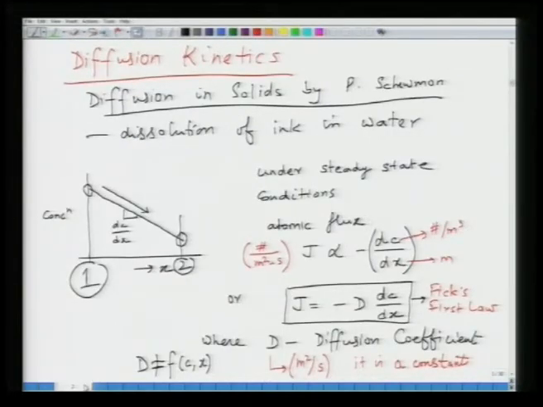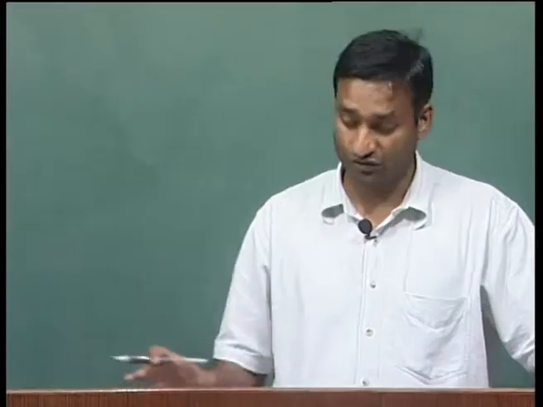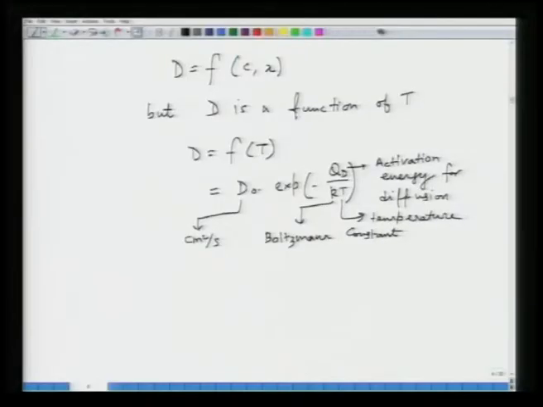We first looked at Fick's first law, which says that diffusion flux is proportional to the concentration gradient, and in most circumstances diffusion occurs in the direction from higher concentration to lower concentration. And then we assumed that the diffusivity is a constant. It is independent of concentration and position, but it is a function of temperature.